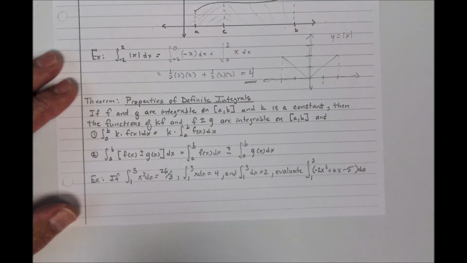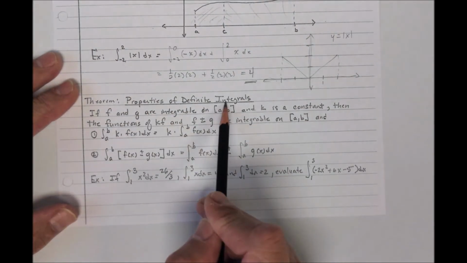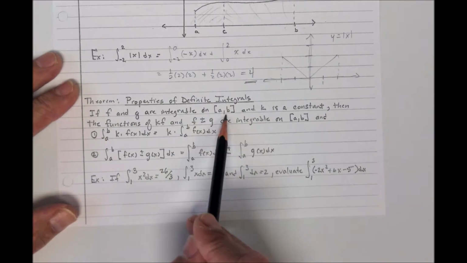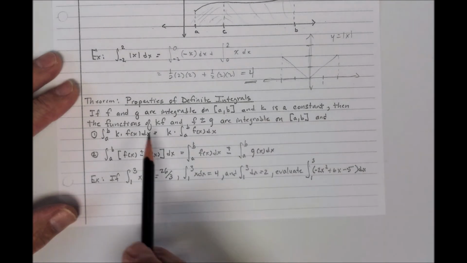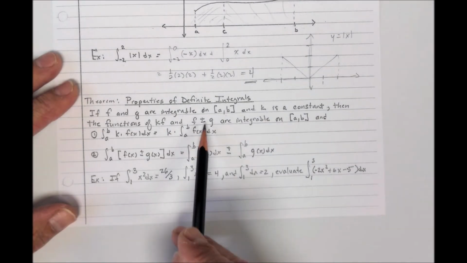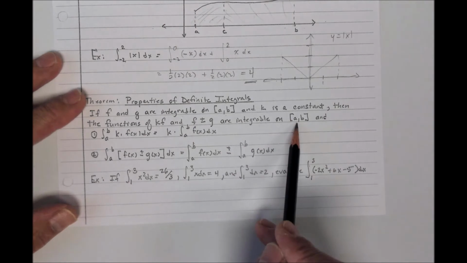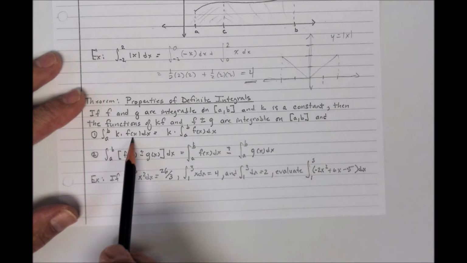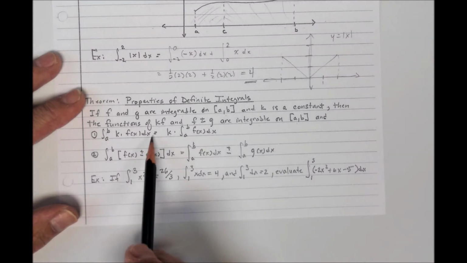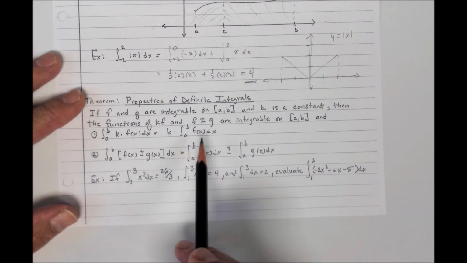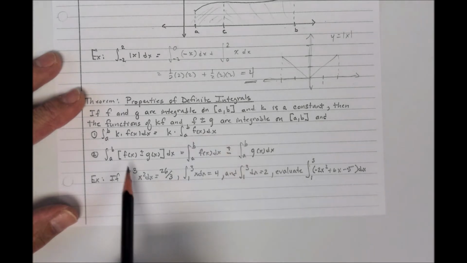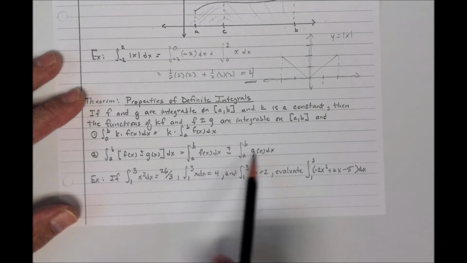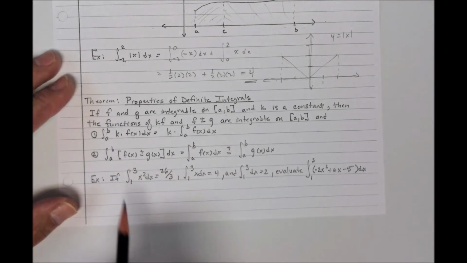Then the following theorems, some properties of definite integrals, and these are the linearity properties. If f and g are integrable on the closed interval from a to b and k is a constant, then the functions k times f and f plus or minus g are integrable on a, b, and we get the following: the definite integral from a to b of k times f of x dx is k times the integral from a to b of f of x dx. You just bring the scalar out in front, it's got to be a constant. The integral of a sum is the sum of the integrals. The integral of a difference is the difference of the integrals. So we are still using the linearity properties. Very important.